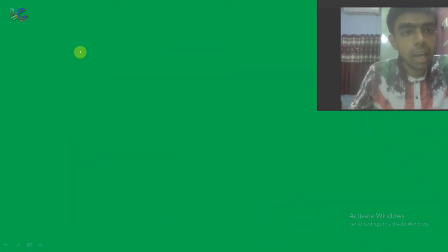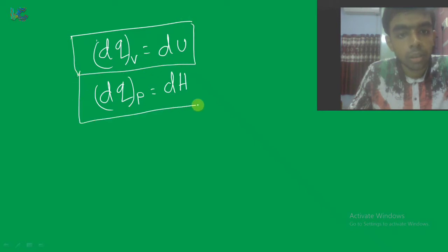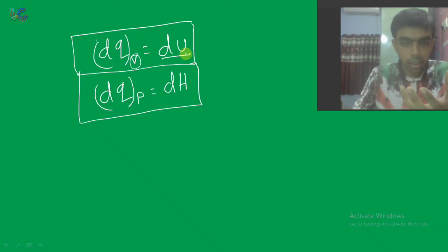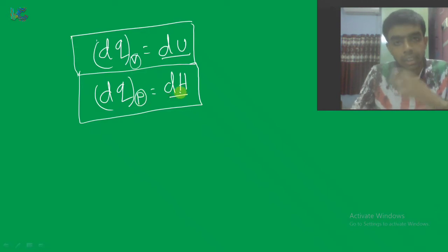So now we have these two things in our hand. dq at constant V is equal to dU, and dq at constant P is equal to dH. That means heat taken by the system at constant volume is equal to change in internal energy, and the heat taken by the system at constant pressure is equal to change in enthalpy.